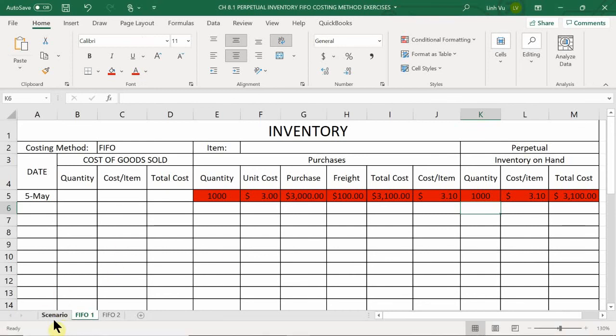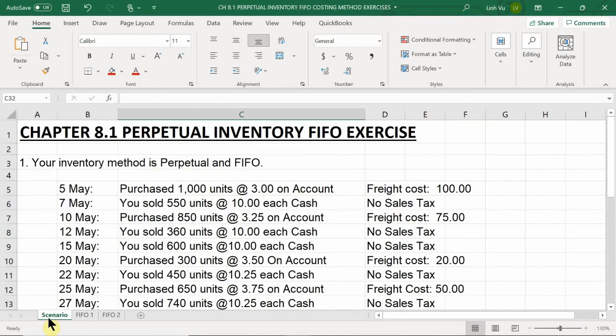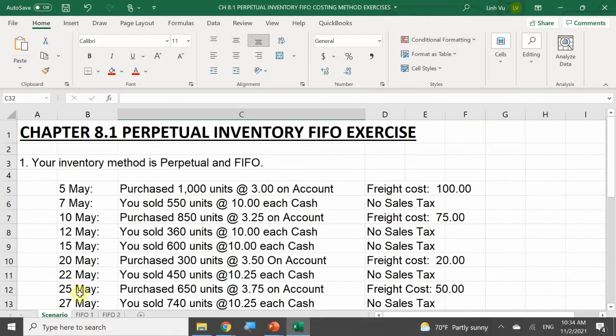So let's go ahead and take a look at our next one. On May 7, you end up selling 550 units at $10 each for cash, no sales tax. So in this case, we end up selling 550 units. So this is what I'm going to do.